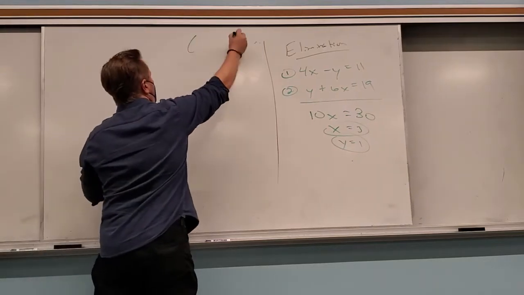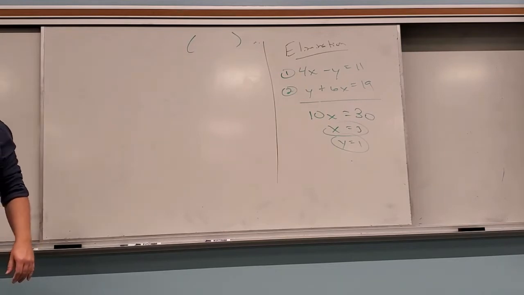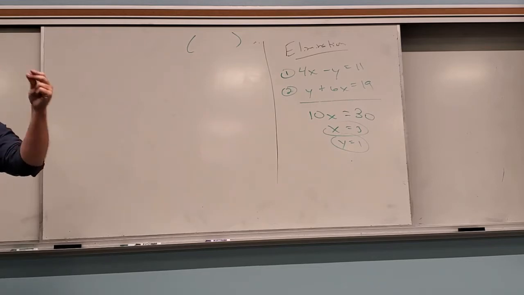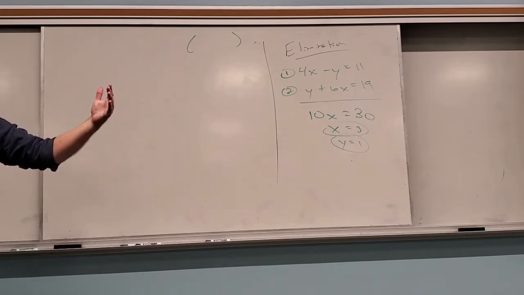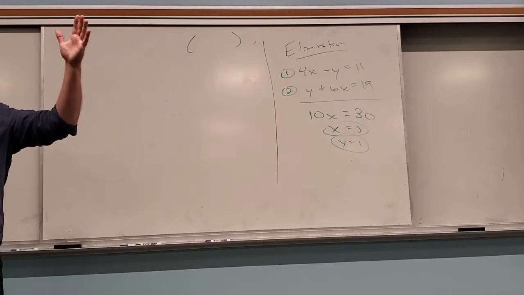Somebody help me out. An answer. If I have 3 variables, the answer has to have how many parts to it? 3, right? I need to know what X is, what Y is, what Z is. Or it could be A, B, C. It could be any letters. Somebody give me what X is. A number. Give me a number.